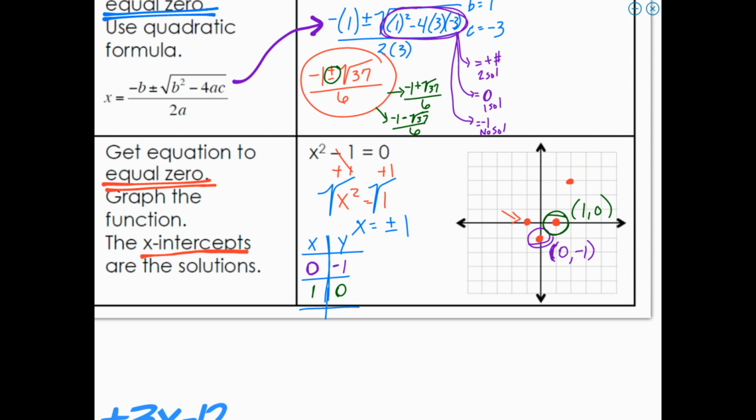Or if I wanted to know what it is when x is 2, then I could substitute it into my equation if you don't have the graph, right? So 2 squared minus 1 equals what? This is what I'm looking for. You're not going to write your 0 when you're solving for it. You're going to figure out what it is. So 2 squared is 4. 4 minus 1 is 3. So if x is 2, my y coordinate would be 3.